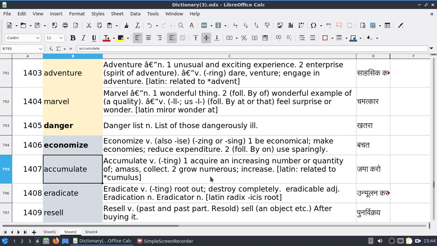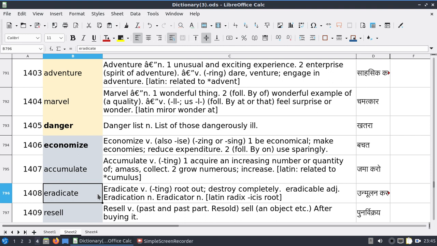I have accumulated a lot of books over the years. He accumulated a big fortune. We accumulated a lot of evidence. The police accumulated a lot of evidence for the crime. That means gathering or collecting together. That is accumulate.